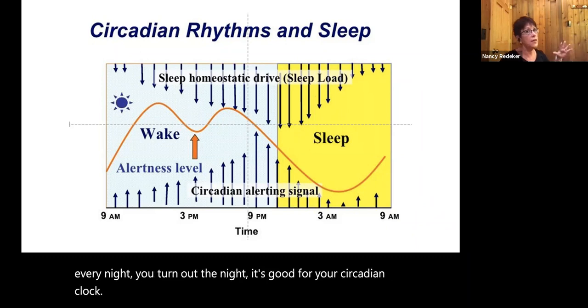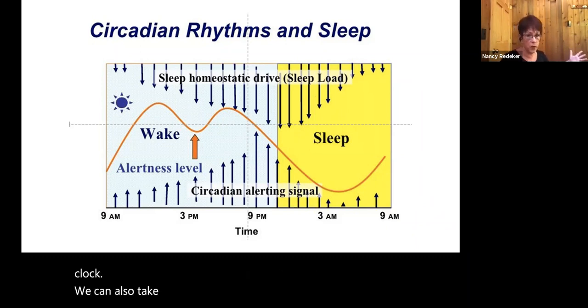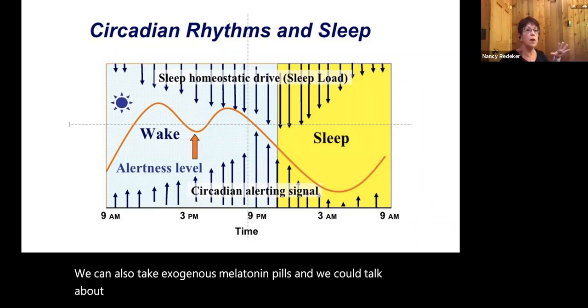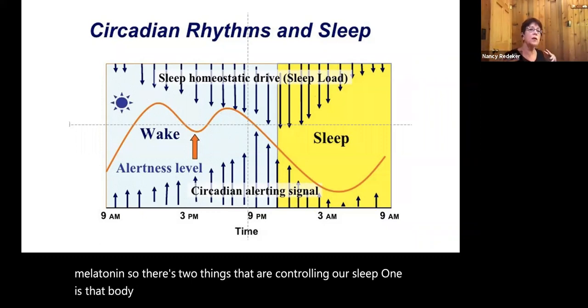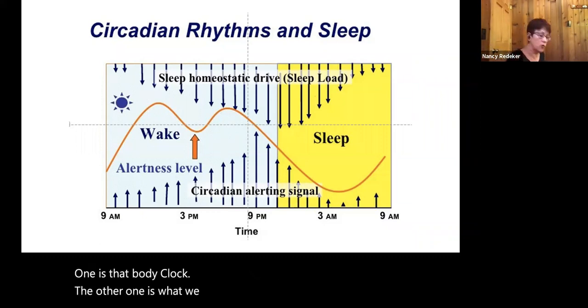We can also take exogenous melatonin in pills, and we can talk about that in a minute. But normally your body makes its own melatonin. So there's two things that are controlling our sleep. One is that body clock. The other one is what we call the homeostatic drive, and that's just your sleep debt.